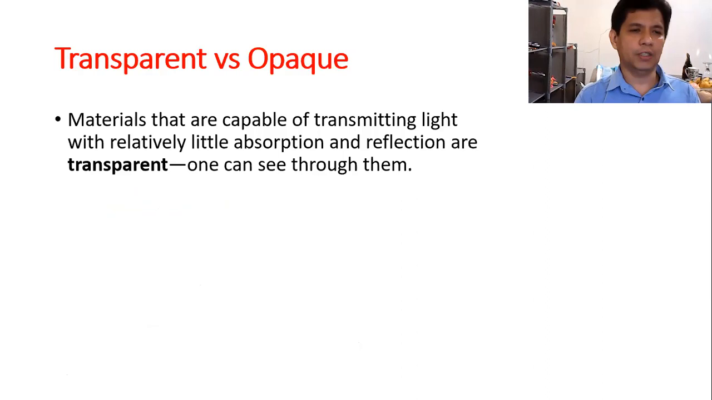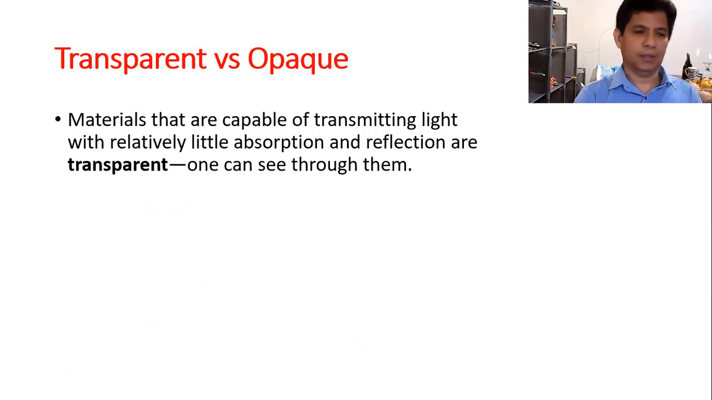Okay, then the definition of transparent. Of course, when you say transparent, you can see the other side. Most of the incident light is transmitted. That's transparent: materials that are capable of transmitting light with relatively little absorption and reflection. So these are transparent. One can see through them.